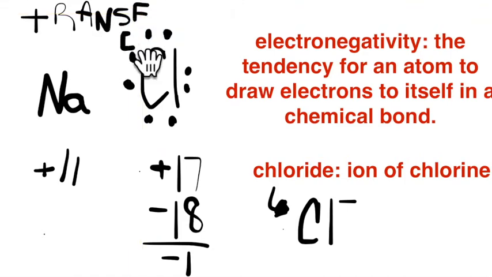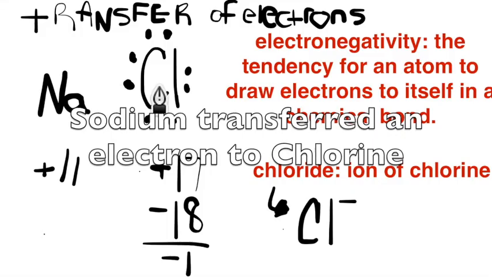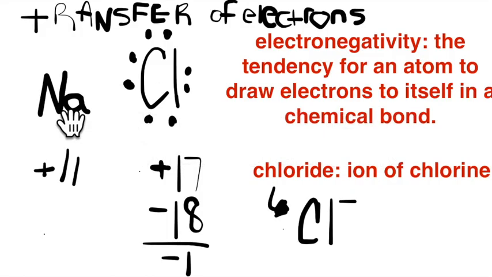And what's happening is this is called transfer of electrons. It goes from sodium to chlorine. That's called a transfer of electrons. And this is what an ionic bond is. It's this electrostatic charge between two ions because of a transfer of electron that occurred. Sodium transferred an electron to chlorine. That's the key to what an ionic bond is.